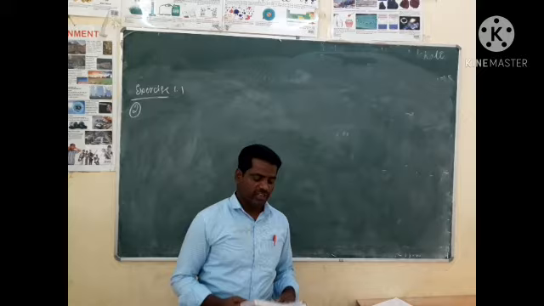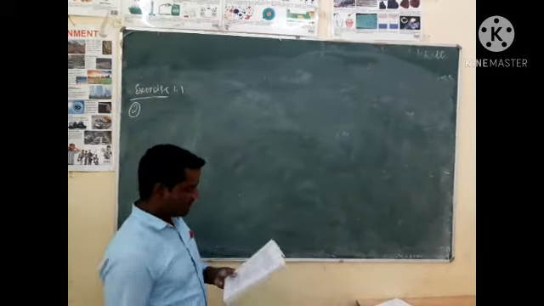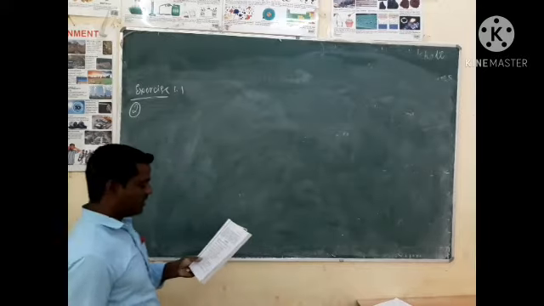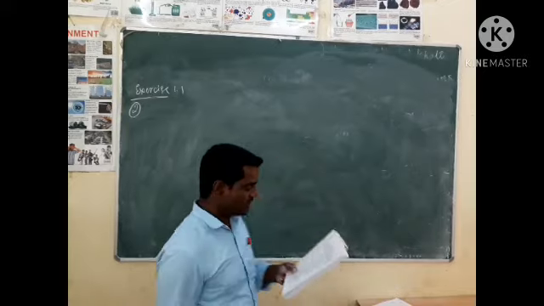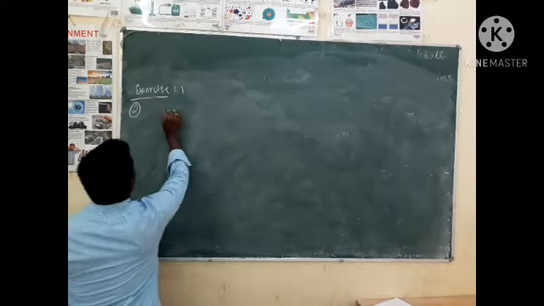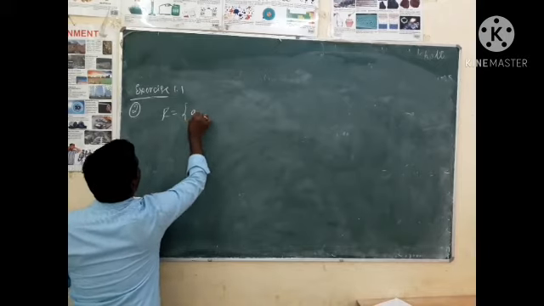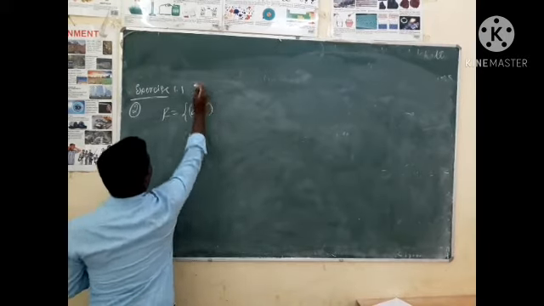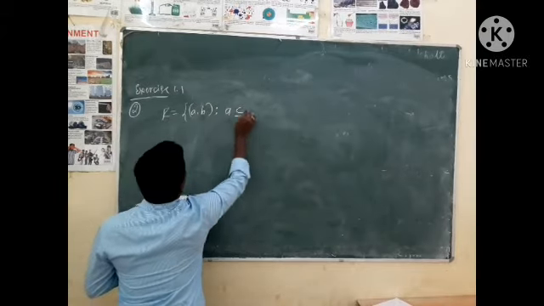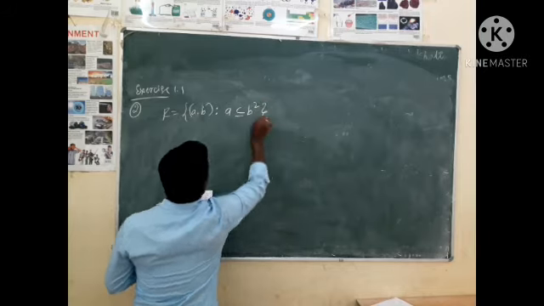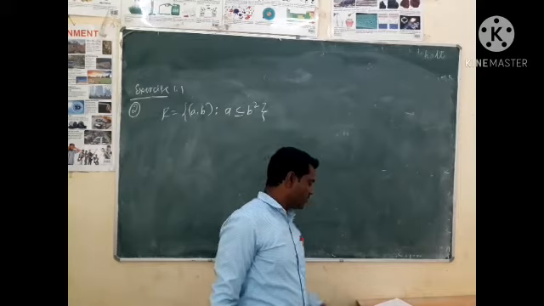Let us come to the second question from exercise 1.1. Show that the relation R in the set of real numbers, defined as R = {(a, b): a ≤ b²}, is neither reflexive nor symmetric nor transitive.